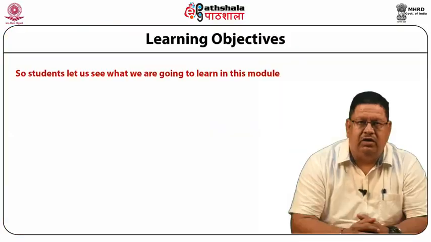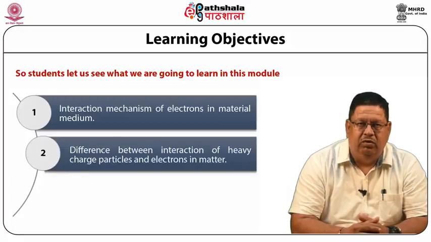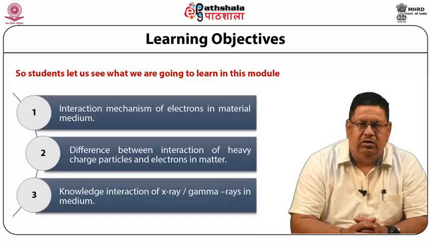Today we are going to talk on module Radiation Detector Part 3 under the paper Nuclear and Particle Physics. After completing this module, the students will be able to: number 1, understand the interaction mechanism of electrons in a material medium. They will be able to differentiate between the interaction of heavy charged particles and electrons in matter, and they will also have knowledge of the interaction of X-rays and gamma rays in the medium.